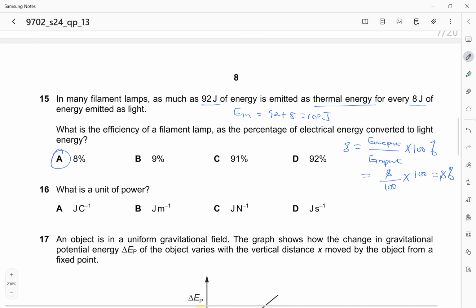What is a unit for power? Remember, power is equal to work done over time taken, where work done is in joules and time is in seconds. So joules divided by seconds, that is joules per second. So the answer is D.